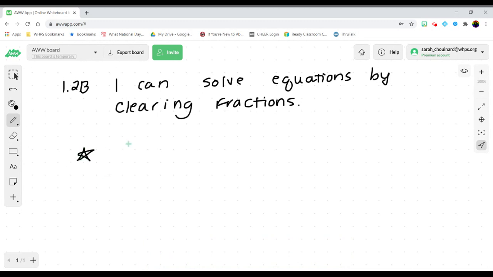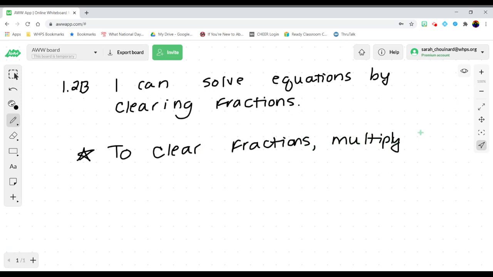So the strategy is going to be the same for all of them. If you have an equation with fractions, to clear the fractions, we are going to multiply by the least common denominator of the fractions.